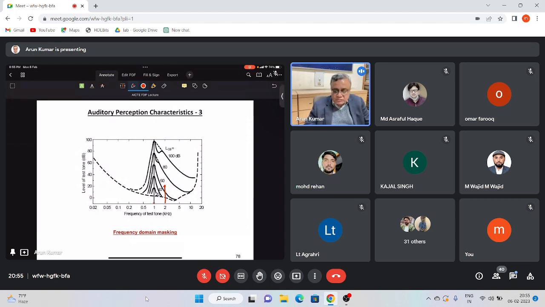However, now we have this 1 kilohertz tonal sound, let's say of the 60 dB level. Then the threshold of audibility gets modified and the 2 kilohertz tonal sound would be barely audible. Or if, for example, the 1 kilohertz tonal sound was of 80 dB level, then the 2 kilohertz tonal sound would become inaudible. So this is the phenomena of frequency domain masking, that is, one sound getting masked by another sound. And this phenomena is not limited to only tonal sounds, it also extends to broadband noise.